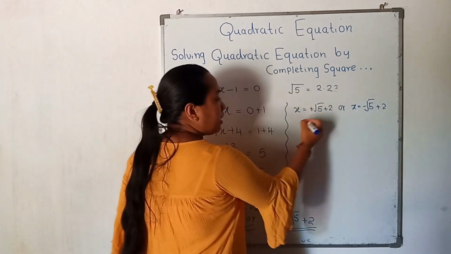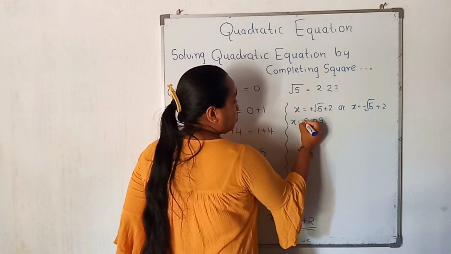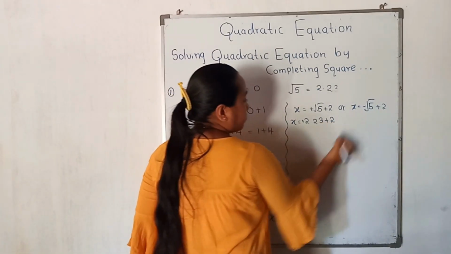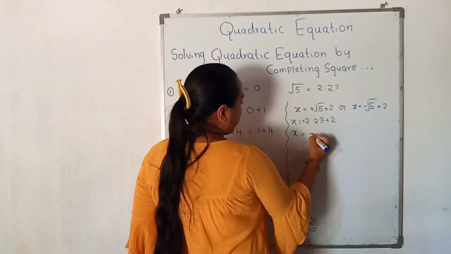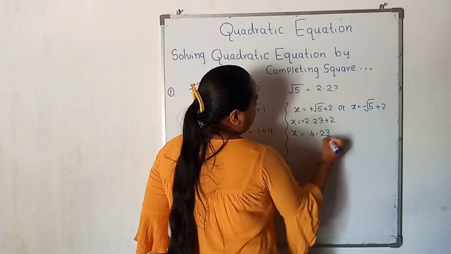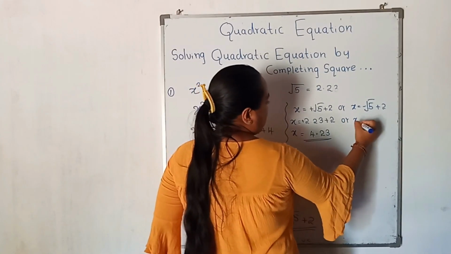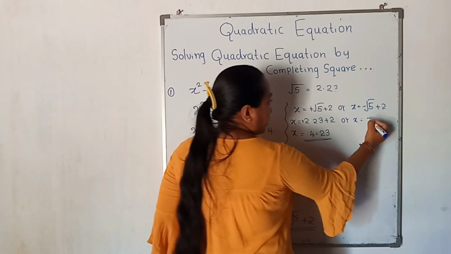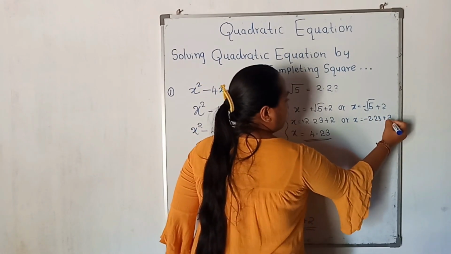The root 5 equals 2.23, plus 2.23 plus 2. That's one answer. Adding these two, 4.23 is the one solution. The next, the negative solution, minus root 5 in here. Therefore, minus 2.23 plus 2.